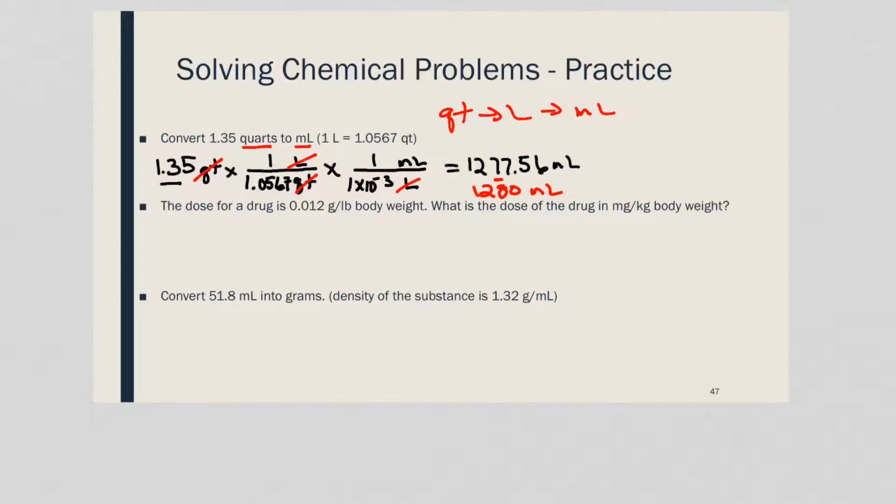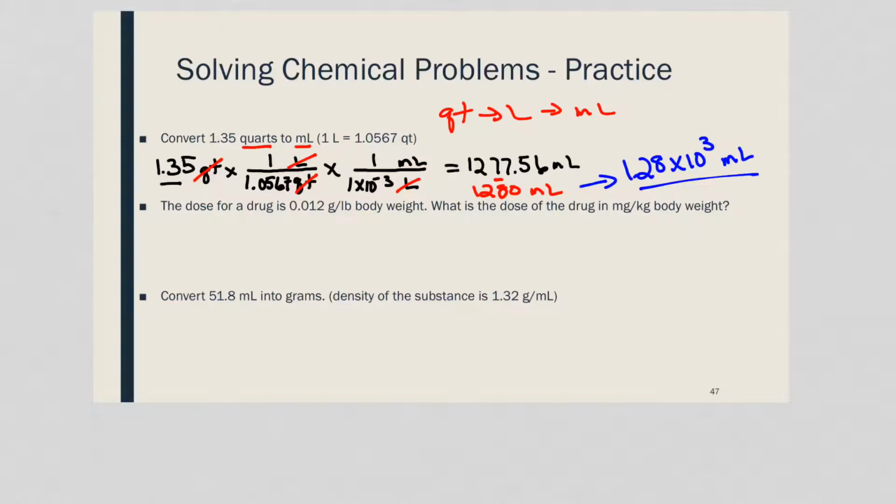So really, the way we need to write this out is we need to put it in scientific notation and say 1.28 times 10 to the third milliliters. And that way we can clearly display our 3 significant figures and not worry about the ambiguity of that 0 that we have to have there if we were to try to write this as a decimal number. So follow the units. So let's try another one.